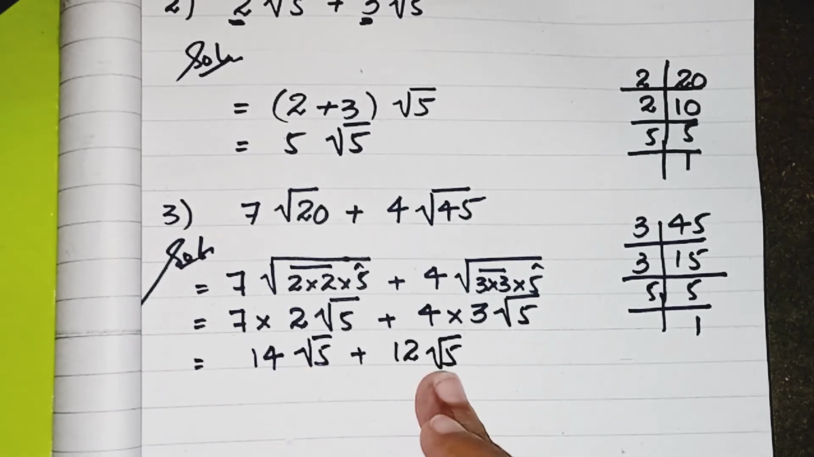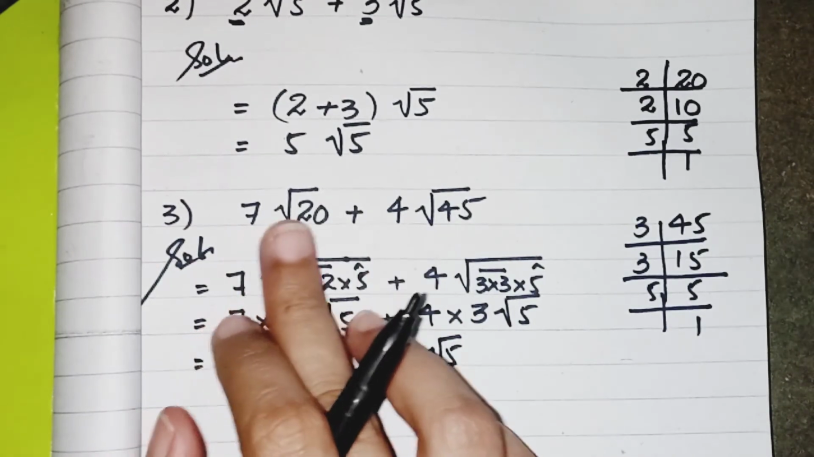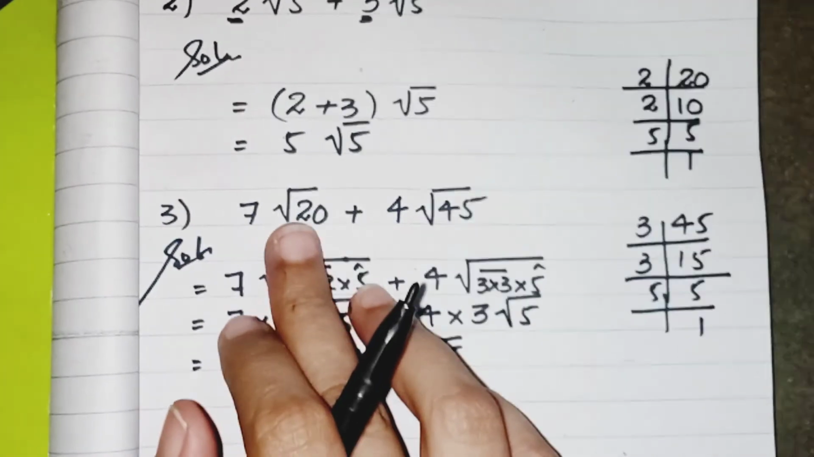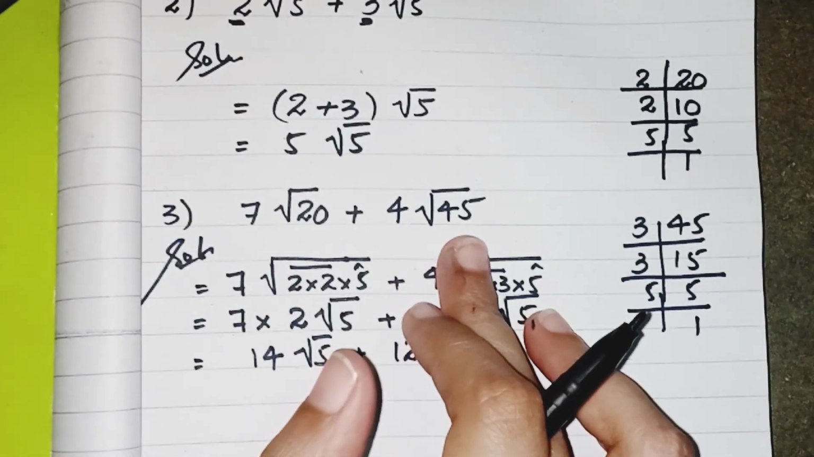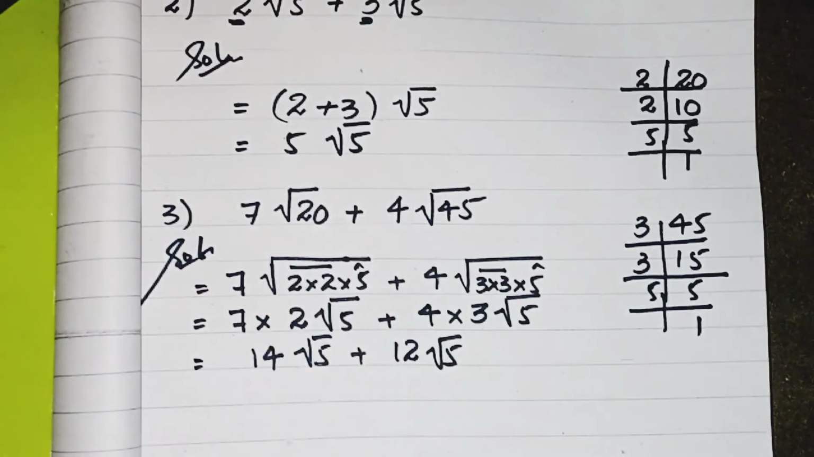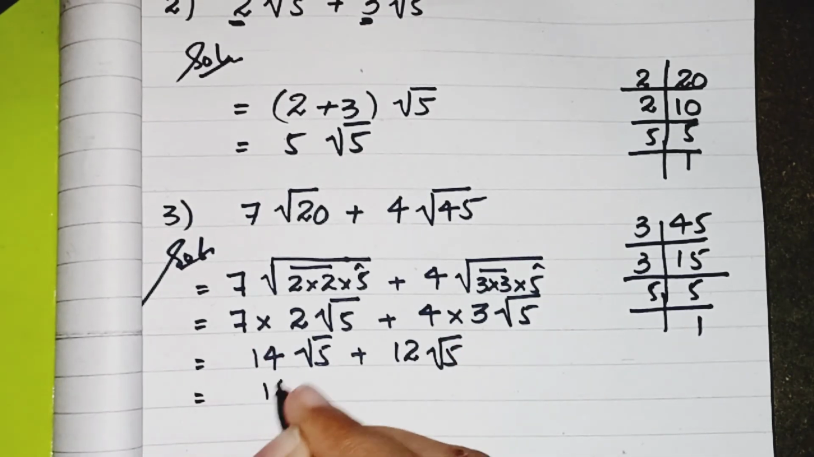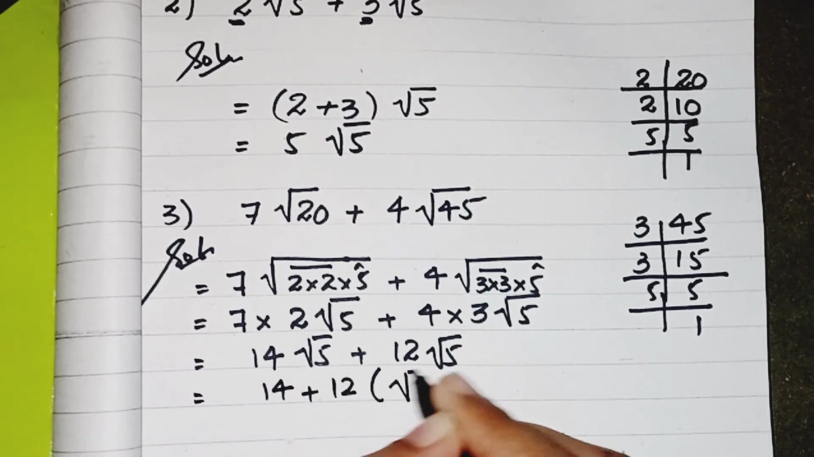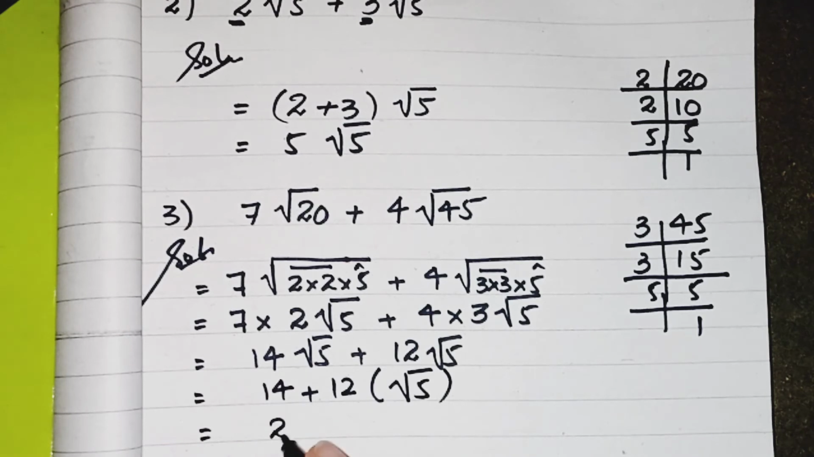Now in both terms we have the same root value, which means these terms are like terms and we can add them. By seeing the question, it was difficult to say whether I could add them or not, because these are huge numbers which can be factorized. So we can find their factors and write the answers, and we can see that these terms are like terms. So I have to add 14 plus 12 root 5. 14 plus 12 is equal to 26. Root 5 is our answer.